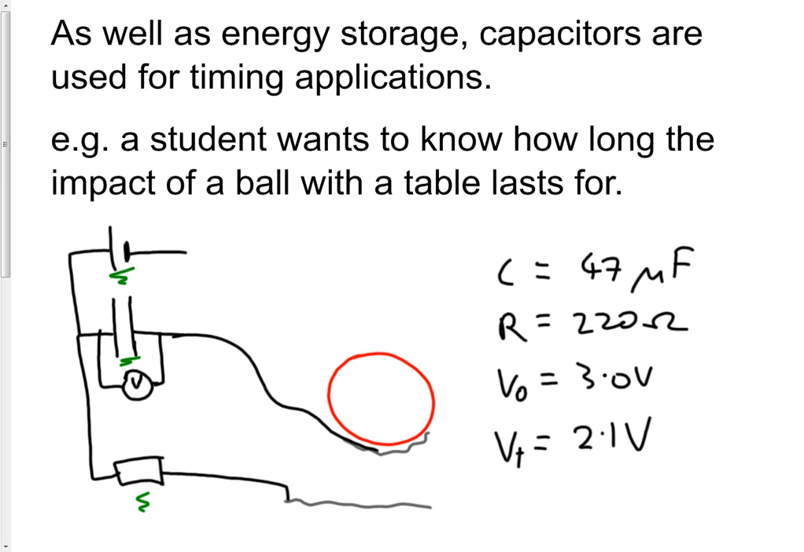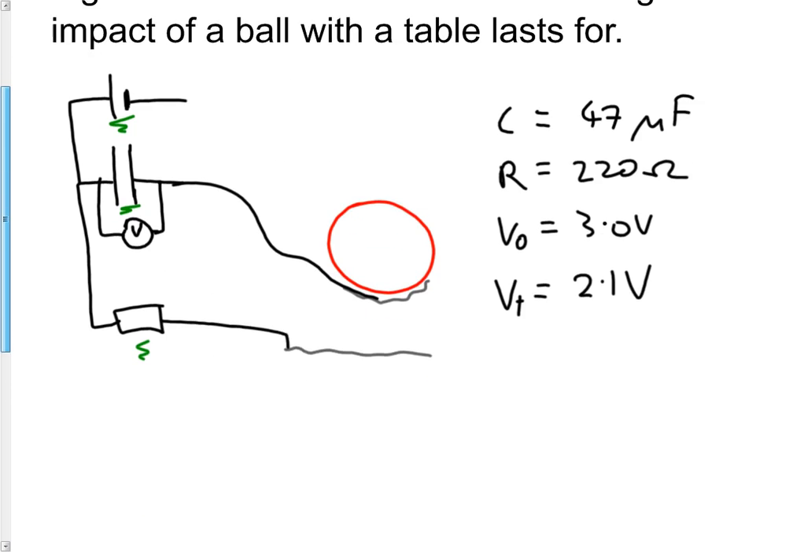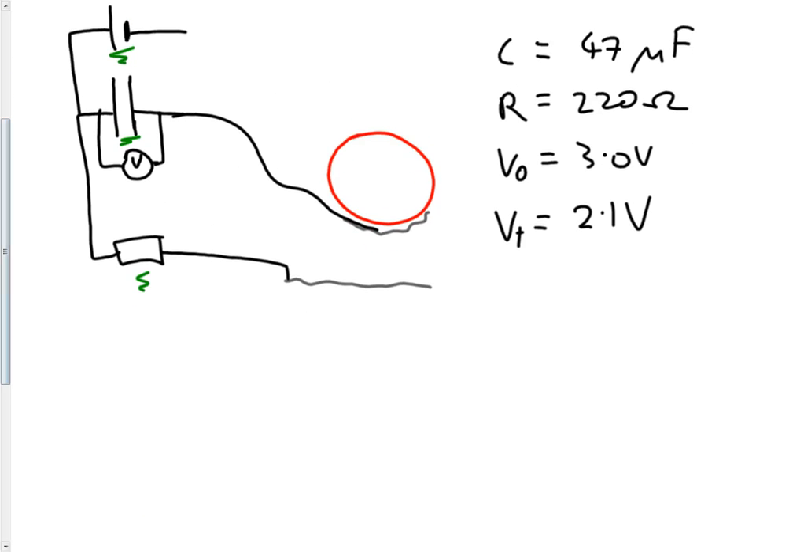So if the student has a capacitance of, let's say, 47 microfarads, resistance of 220 ohms, an initial voltage from the supply of 3 volts, and then they measure the voltage after the bounce as 2.1 volts, can we work out how much time the ball was in contact with the table for? The answer should hopefully be yes.